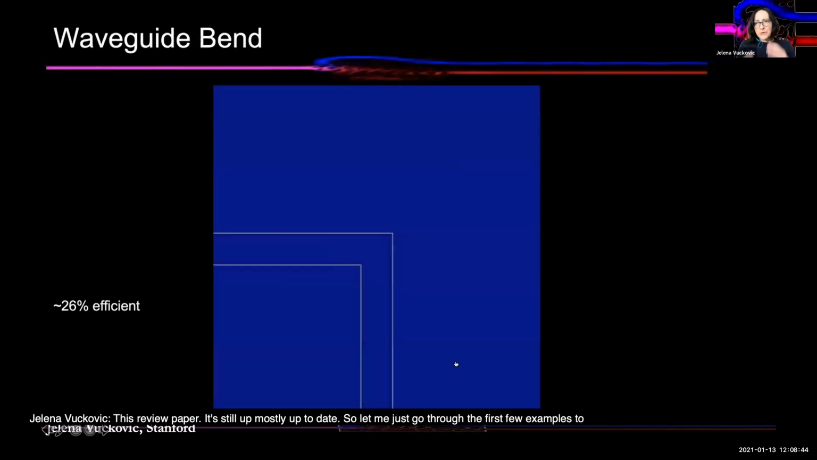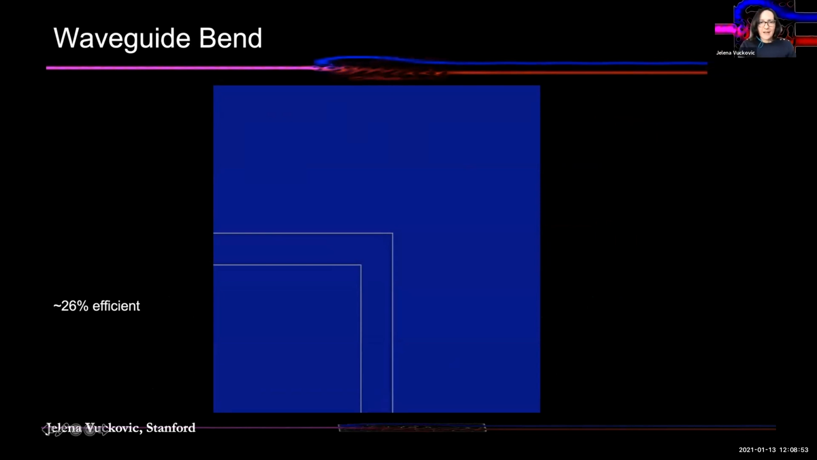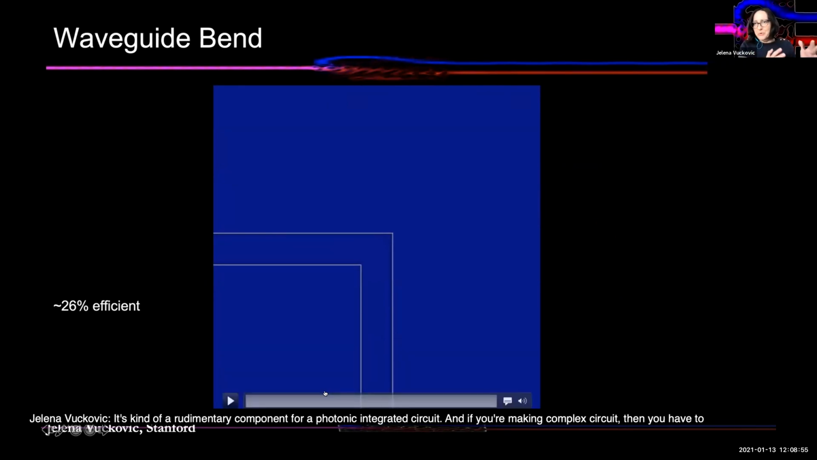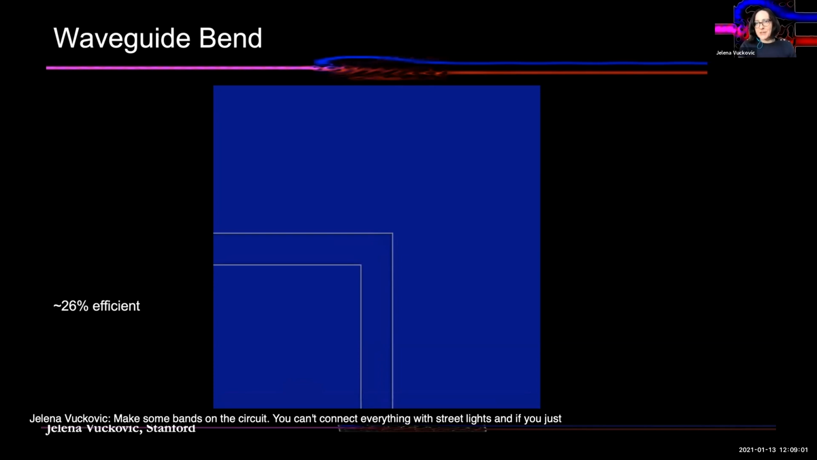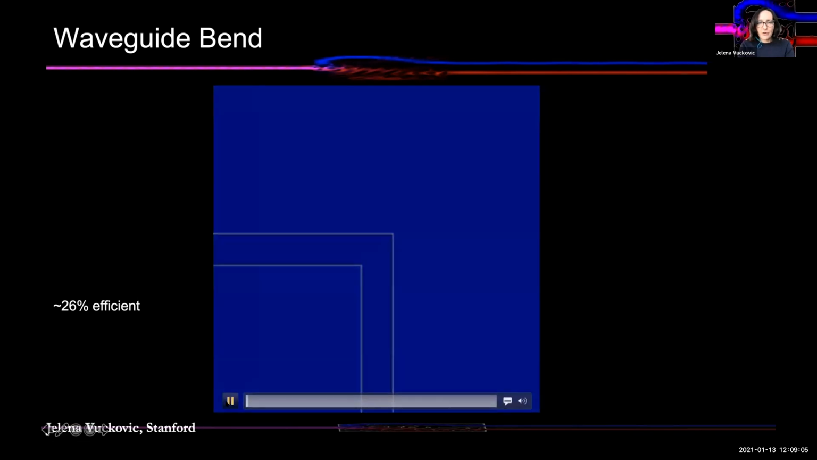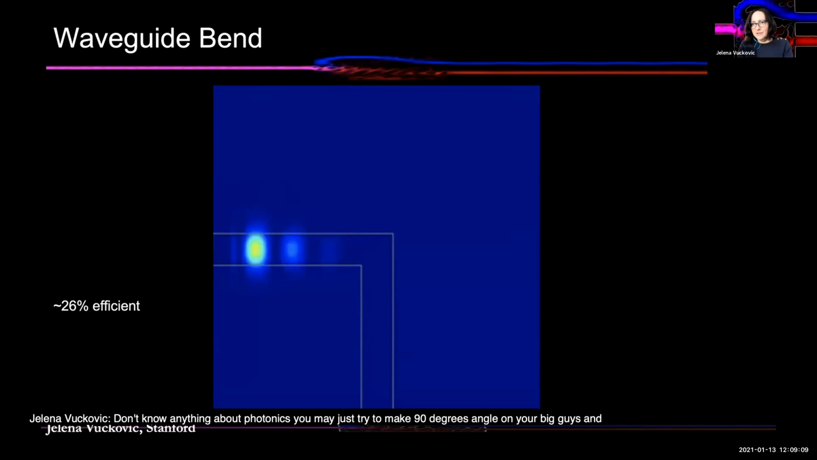So let me go through the first few examples to explain what we're doing. This is pretty simple, right? Let's say you want to make a waveguide bend. It's a rudimentary component for a photonic integrated circuit. If you're making a complex circuit, then you have to make some bends on the circuit. You can't connect everything with straight lines. And if you don't know anything about photonics, you may just try to make a 90 degree angle on your waveguide.